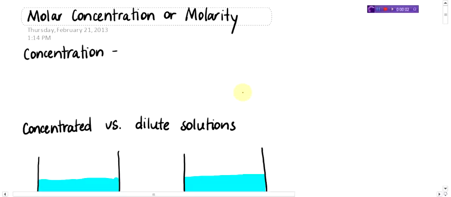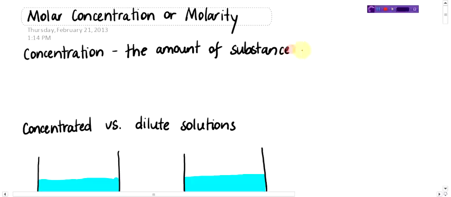So last class we were talking about stoichiometry, and we finished up the unit with our unit test. We're going to continue on with stoichiometry, but now we're looking at molar concentration. So when we think about concentration, we're thinking about the amount of substance which is present in a given volume of solution.